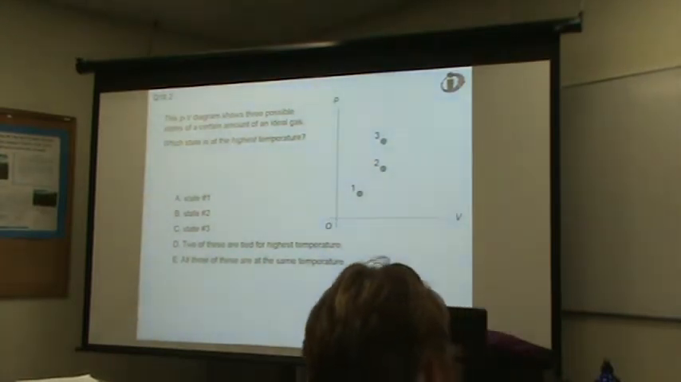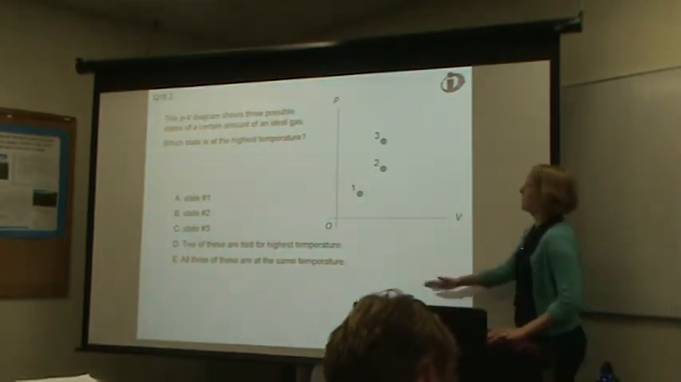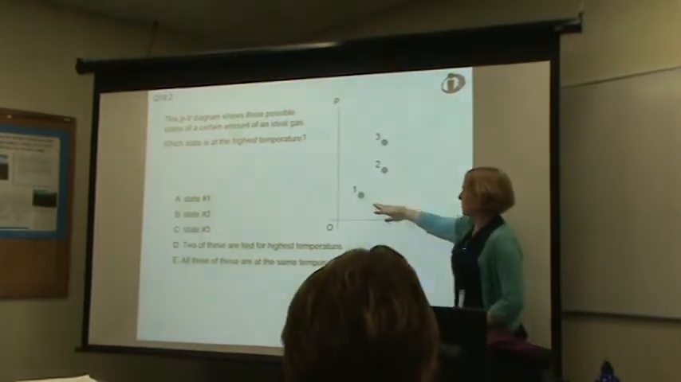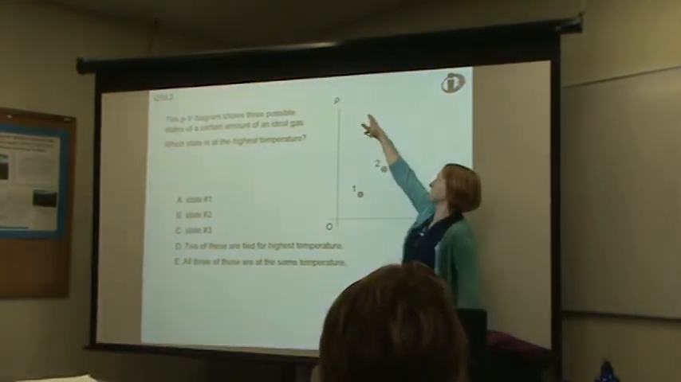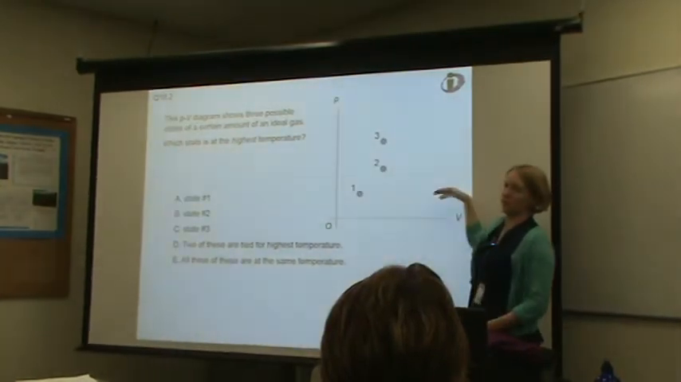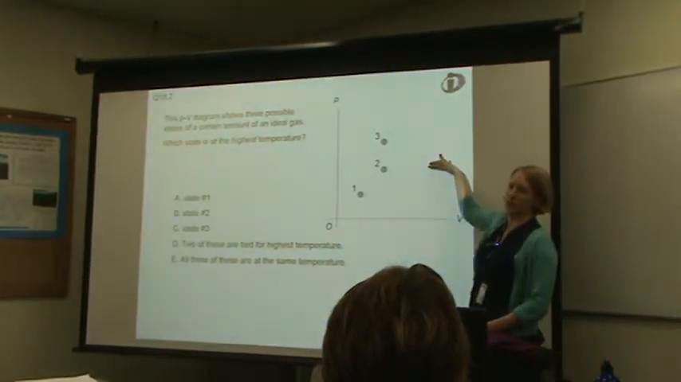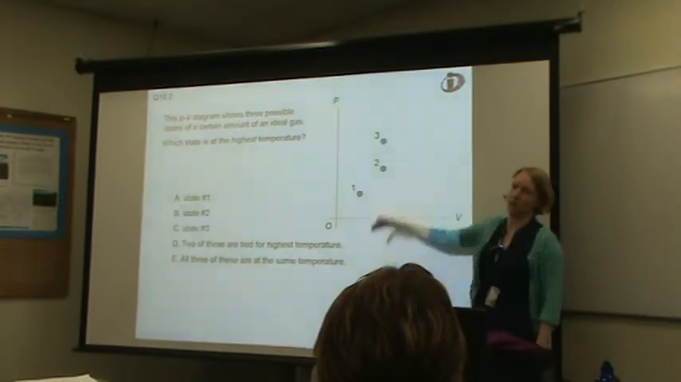If you can visualize the isotherms here, there'd be an isotherm here, and then another one that 2 runs along, and then another one that 3 runs along. And we said that the isotherms increase in temperature the higher you get. So state 3 would have the highest temperature.